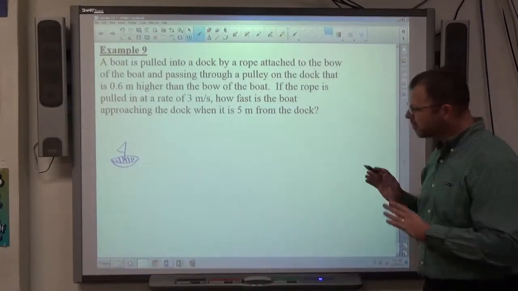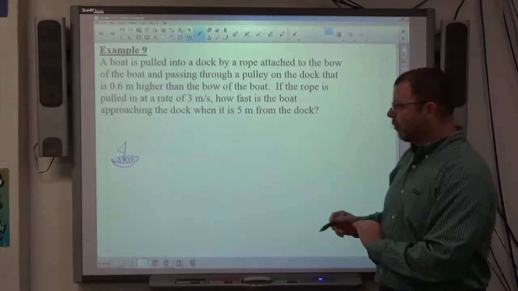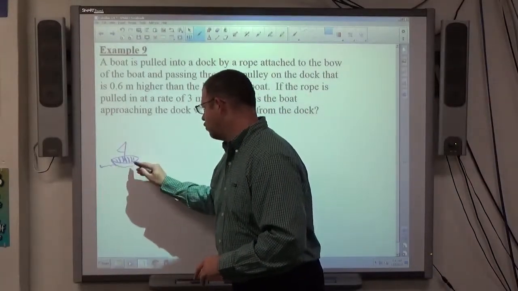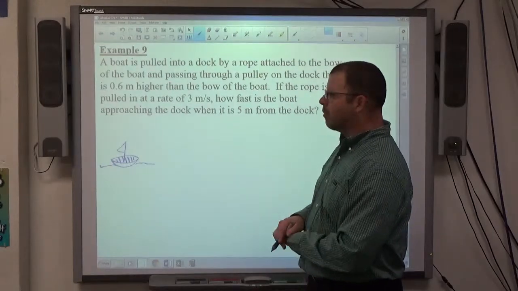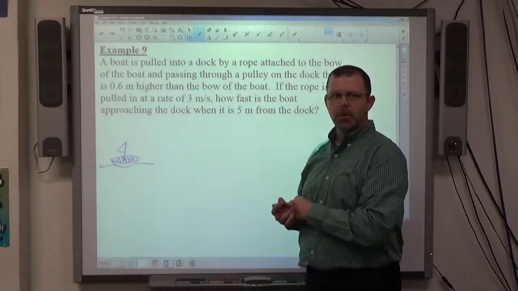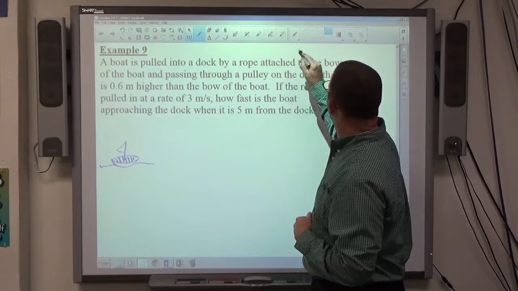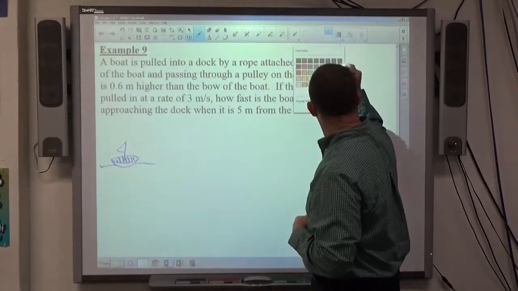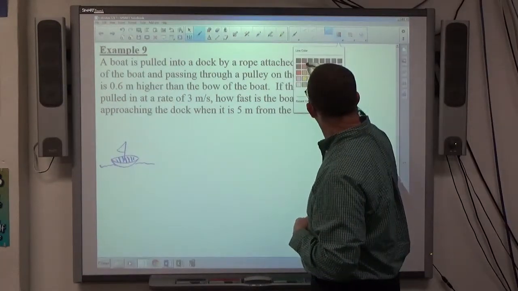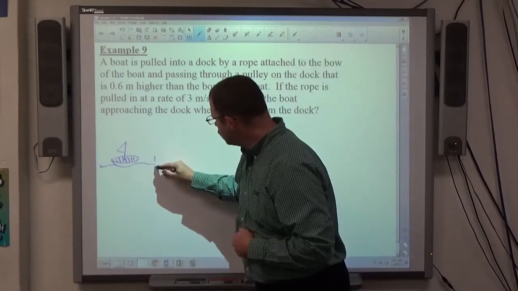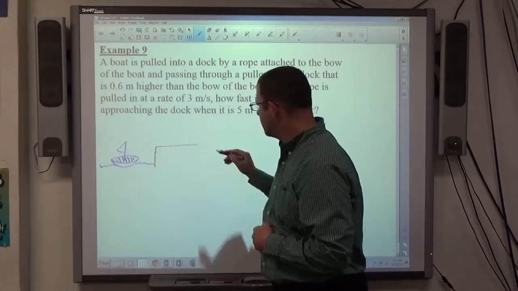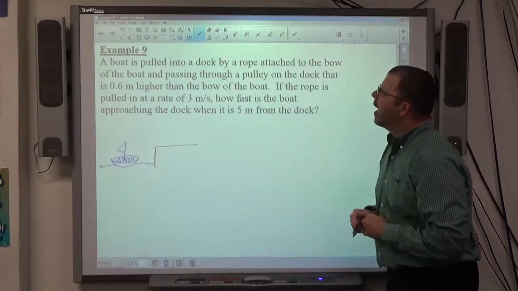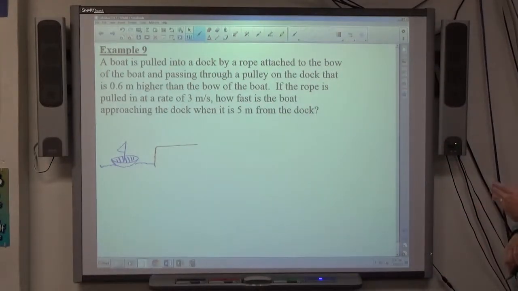Anyway, so we got our boat that's on the water, right? And here's the water. It so happens we have a blue boat on the water. And the bow of the boat, if you don't know anything about boats, the bow is the front of the boat. All right, and it's going to a dock. Let's make the dock a brownish color. Here's my dock. And there's a rope attached to the bow, passed through a pulley on the dock that's 0.6 meters higher than the bow of the boat.